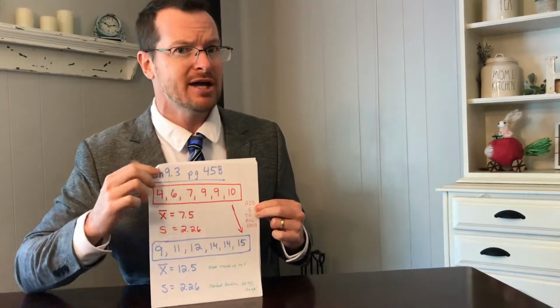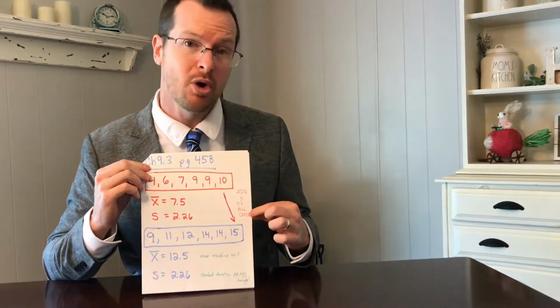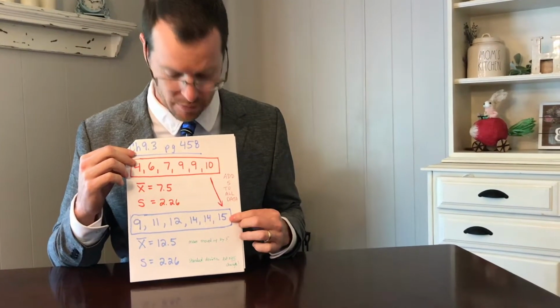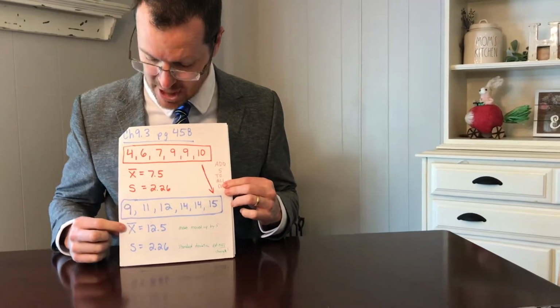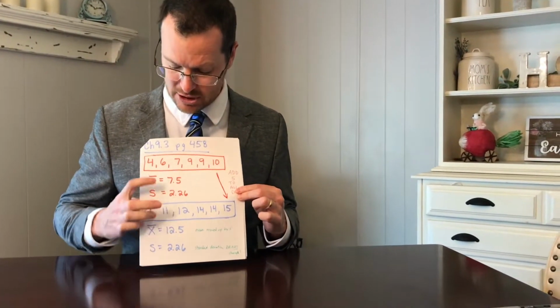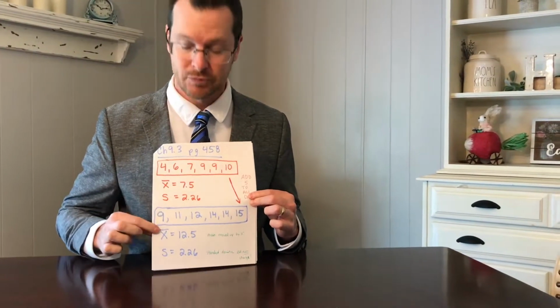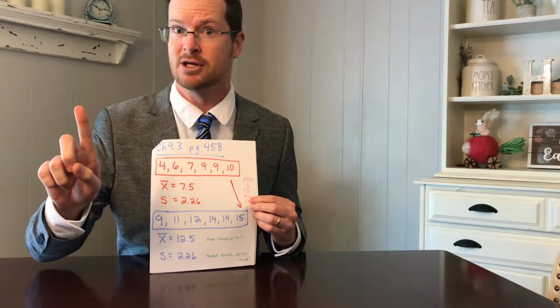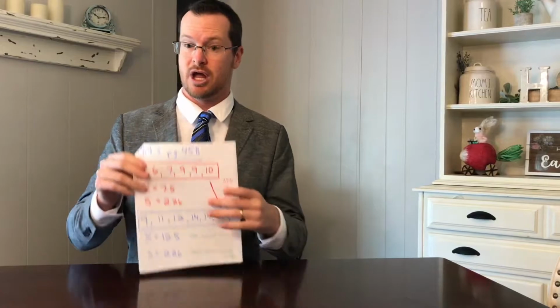Now, if I were to take that data and add 5 to all the data, I would get this new data down in the blue. And that blue has an x-bar, or a mean, of 12.5. Notice it went up by 5. But the standard deviation did not change, because it did not spread the data out. It stayed exactly the same.